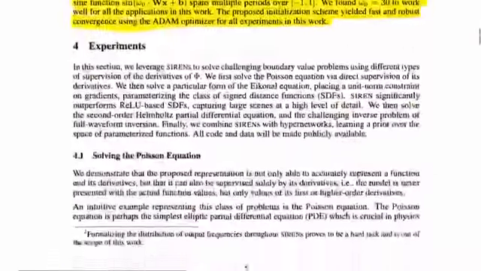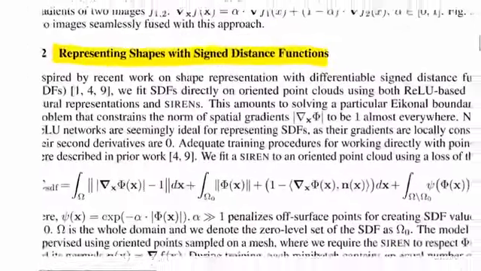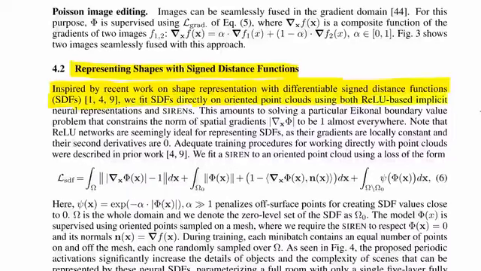All right, so the next interesting thing we can do, as I said, is representing shapes with signed distance functions. So we're going to go slowly, and it's not that hard. Inspired by recent work on shape representation with differentiable signed distance functions, SDFs, we fit SDFs directly on oriented point clouds using both ReLU-based implicit neural representations and Sirens.